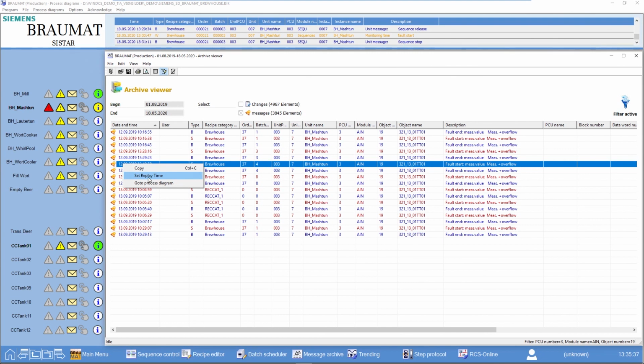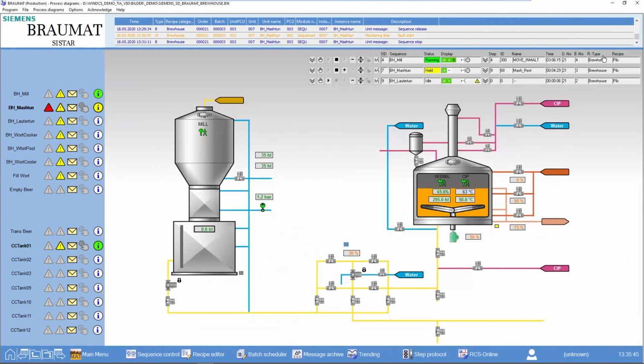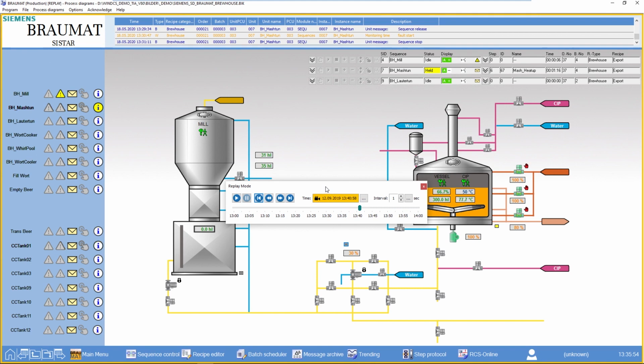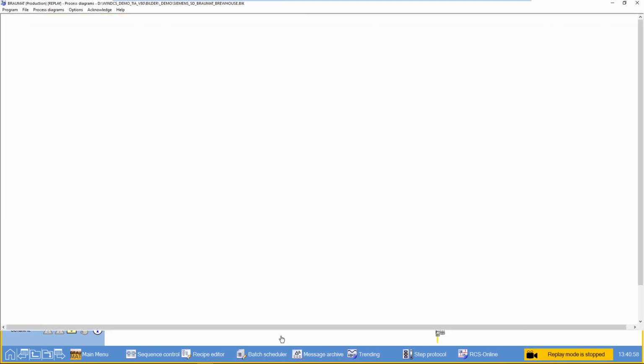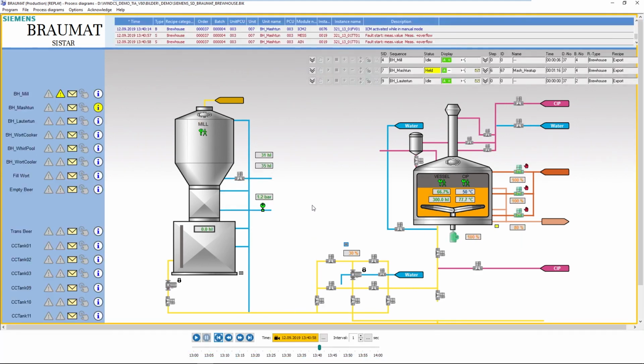With the right mouse button, I get to the context menu. I set this time in the clipboard. And in my existing process picture, and without disturbing the active process, I now switch to the replay mode. Here I get a frozen screen presented with the state of my plant at exactly this time.